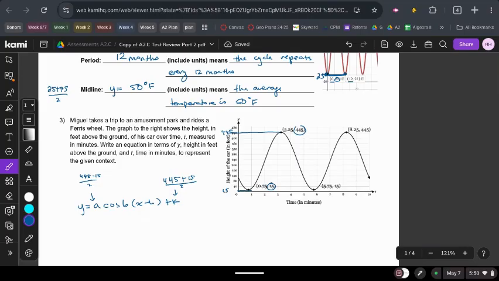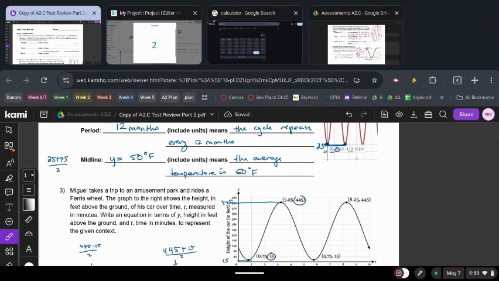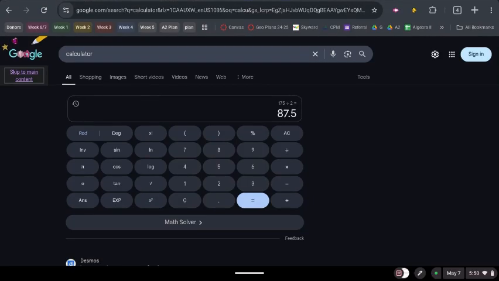445 minus 15 is, oh, my brain is not wanting to work this morning. All right, 445 minus, so that's one, it's 215. And then divided by 2. Yeah, 215.